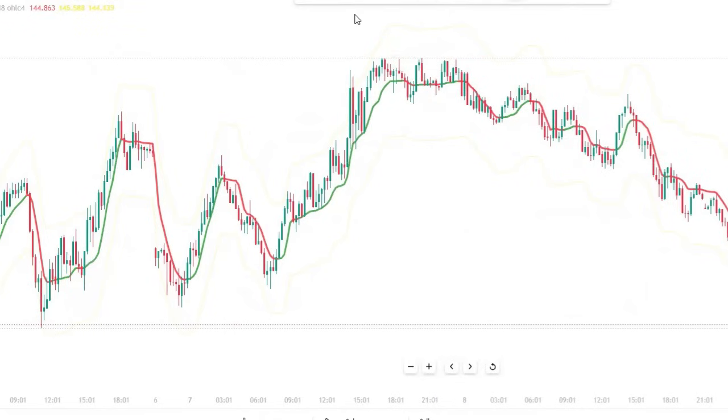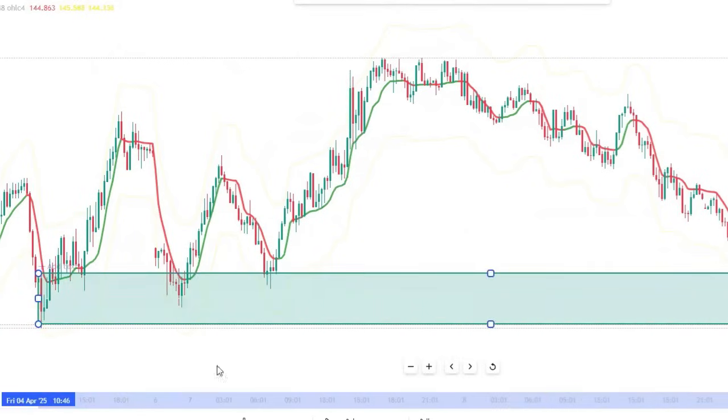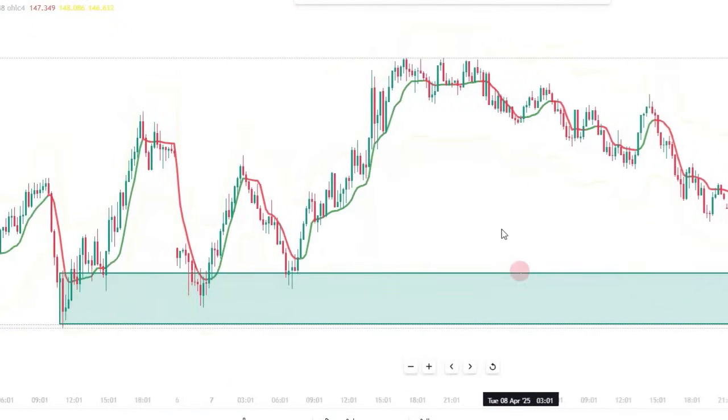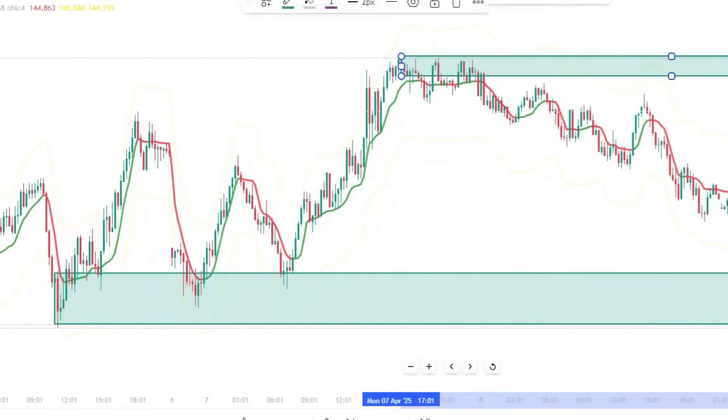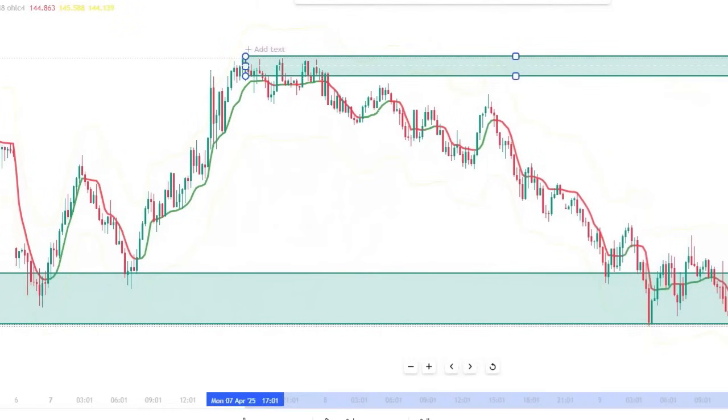So let me mark out here my demand, which is right here, drag it across, and we've been bouncing off this zone for a good while. And there you have it. You can literally see this is where we've dropped from. So this would literally be here, your actual supply zone.